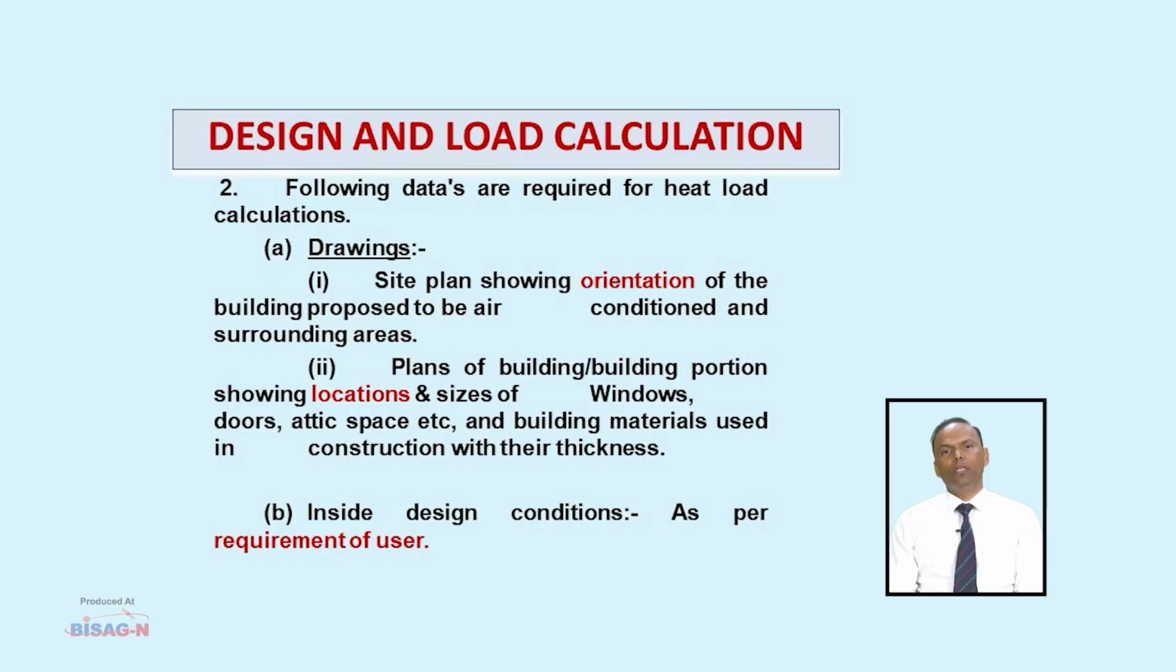Gentlemen, now the other parameters which we must keep in mind. During the drawing, when we are planning the air conditioning system, we must know the orientation of the building, which side it faces, what the surrounding areas are, and from where the sunlight comes. Because you are all aware, if the building is facing south, the heating load will be increasing the whole day. Accordingly we should also plan the size of the windows, the size of the door openings, as well as the attic space and other building materials.